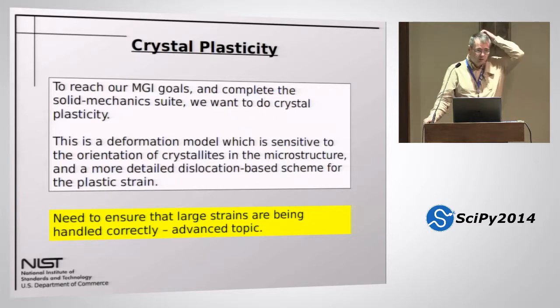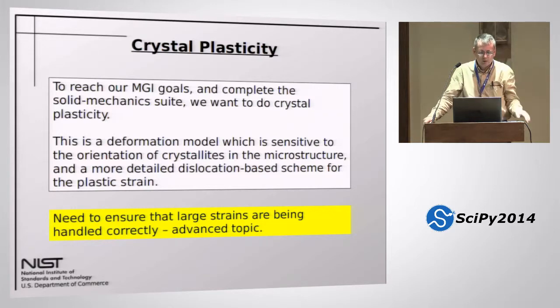So there's a generalization of plasticity called crystal plasticity. OOF is a part of the Materials Genome Initiative, and our principal goal is to complete our solid mechanics suite, including crystal plasticity, so we can look at forming problems that depend on texture. Texture is the relative orientations of the crystallites that typically occur in metals. And we also need to ensure that large strains are being handled correctly, which, we think they are, but we need to prove that they are.